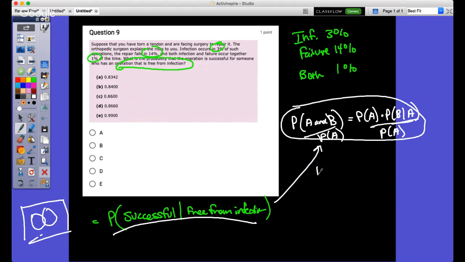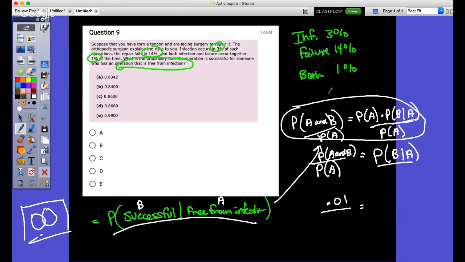It's easier to solve. So if I put the probability of A on the bottom and the probability of A and B on the top, this equals the probability of B given that A occurred. So what is the probability of B given that A occurred? The probability of success given that they're free from infection. So this would be the probability of A and B, the probability both of these occur, and that is 0.01.